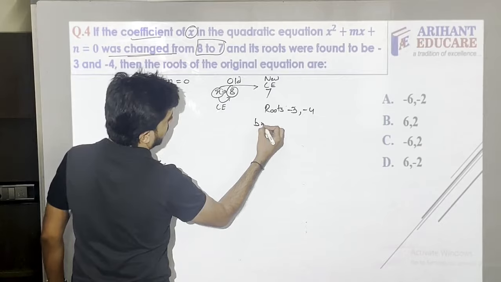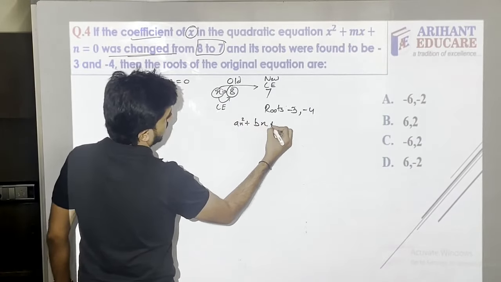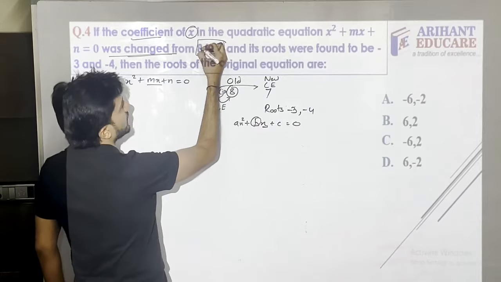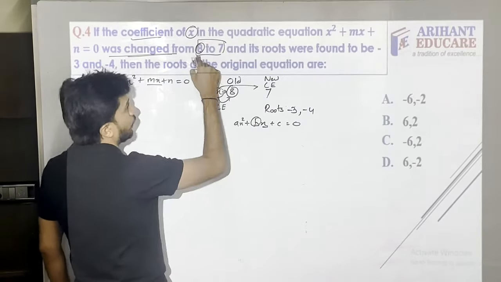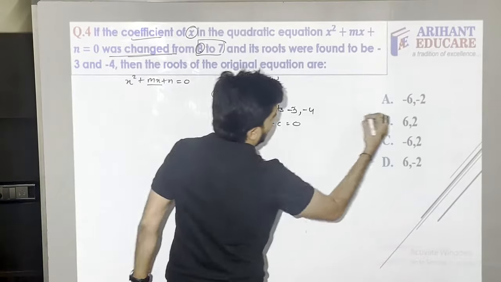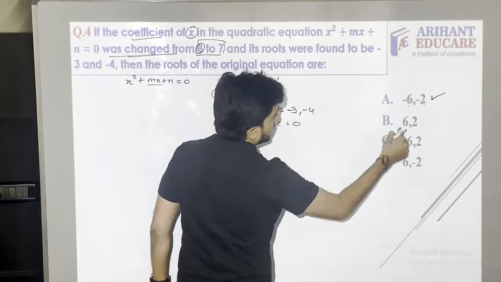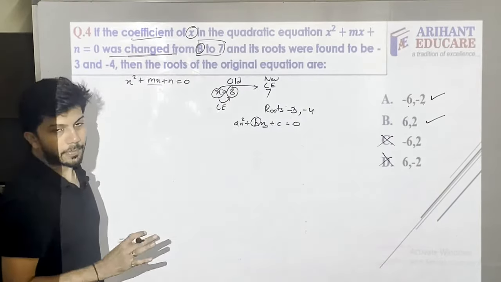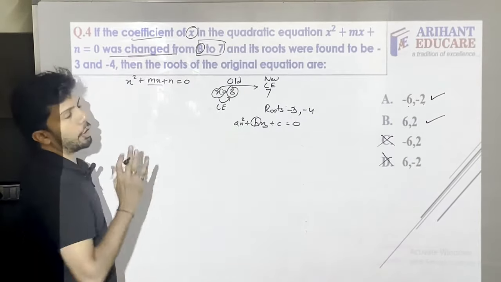The coefficient of x is b in ax square plus bx plus c is 0. So the coefficient of x is b. If b was 8 as given over here, the sum of the roots should have been 8. Minus 6 minus 2 gives minus 8, while 6 and 2 gives 8. This does not match, so these two cannot be. Now my option is either A or B.